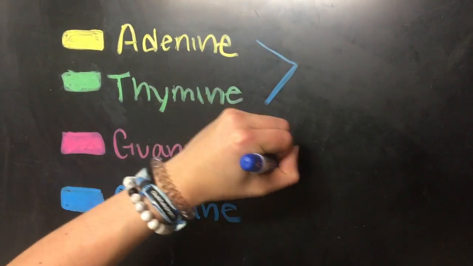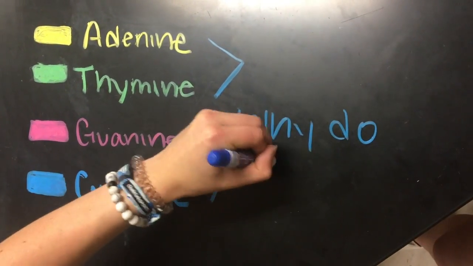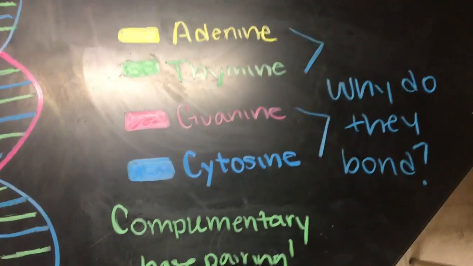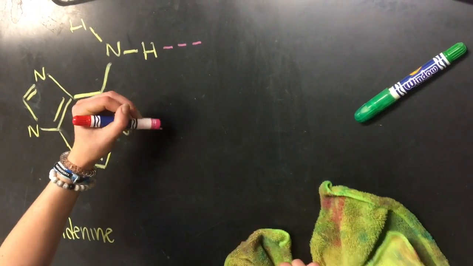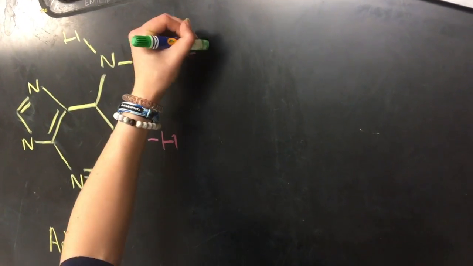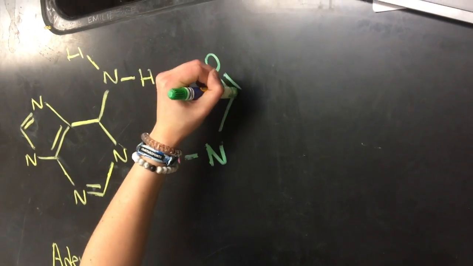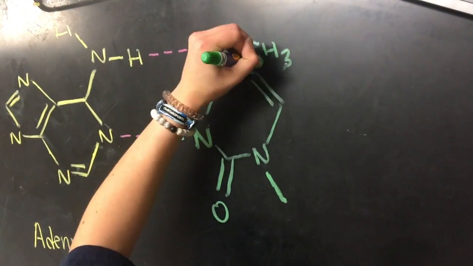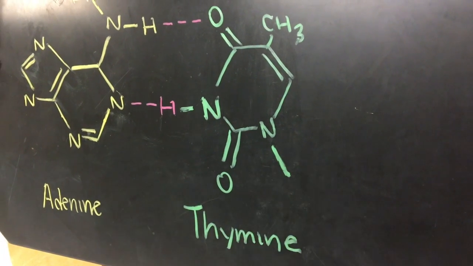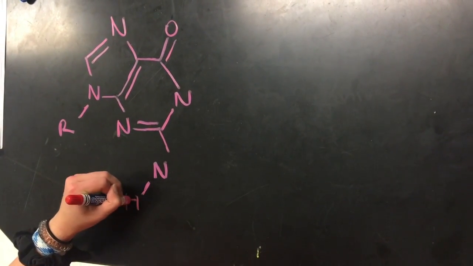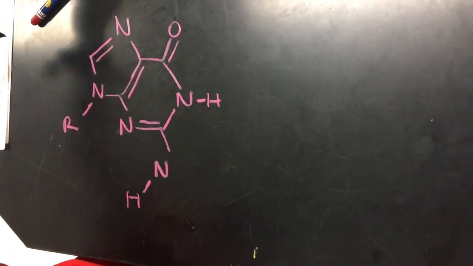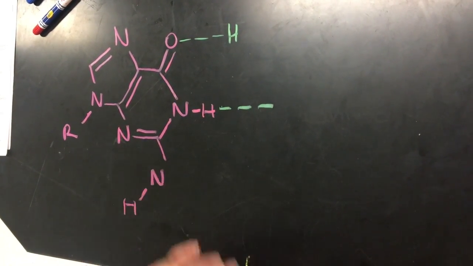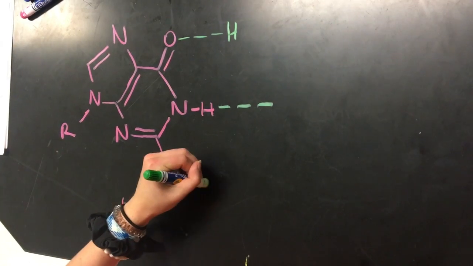The bases pair up with each other, adenine with thymine and guanine with cytosine. This is called complementary base pairing. What is complementary base pairing exactly? Well, as you can see in the pictures, adenine can form 2 hydrogen bonds with thymine. And cytosine can form 3 hydrogen bonds with guanine. That's why they can only be paired together.